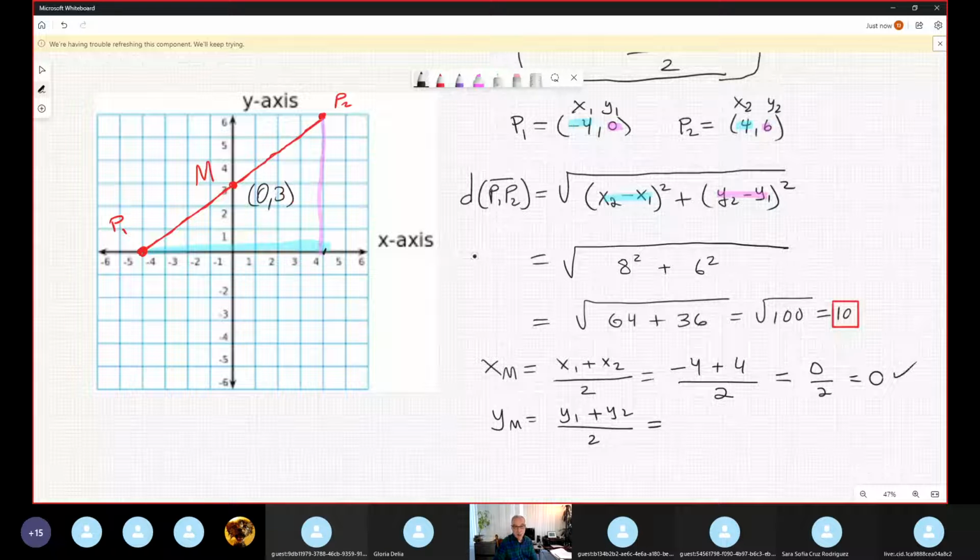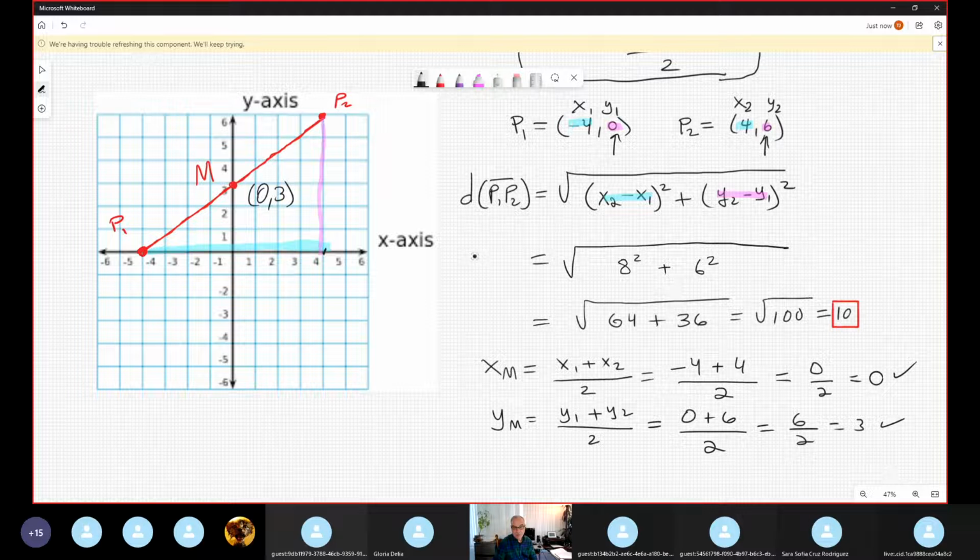Now the y component. You take the y of this point and this point, so it's 0 plus 6 divided by 2. 0 plus 6 is 6, divided by 2 is 3. Wow, exactly the prediction that we made in the graphic part of the midpoint, we get algebraically, using the formula. Any question? Do you understand very well or no? Yes? No? Okay.